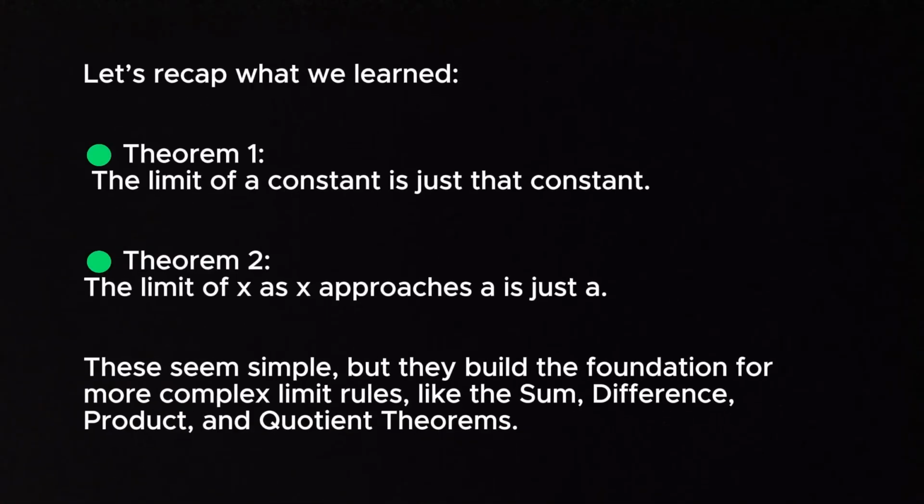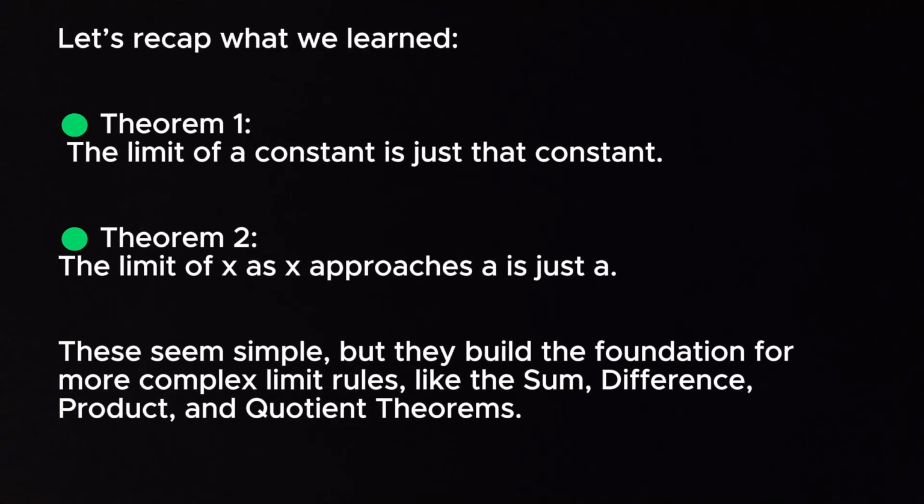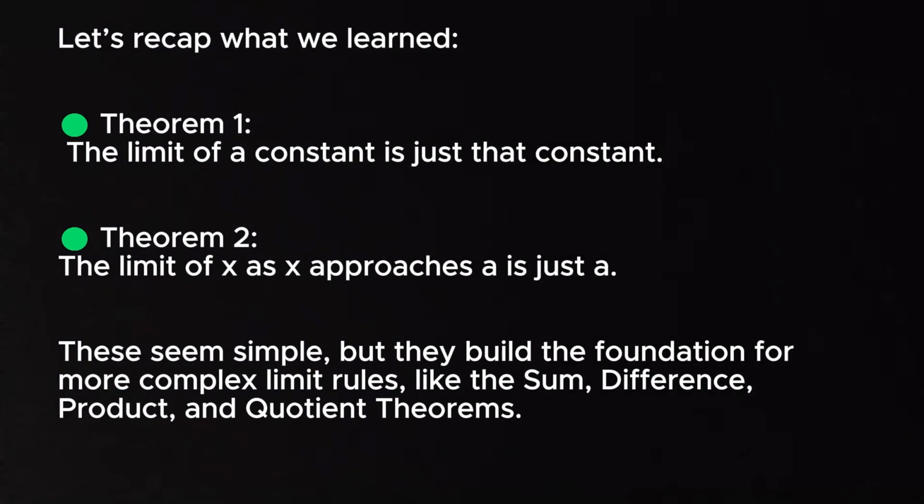So let's have a quick review. Theorem 1 is the limit of a constant is just that constant, while Theorem 2 is the limit of x as x approaches a is just a. These seem simple, but they build the foundation for more complex limit proofs, like the sum, difference, product, and quotient theorems.